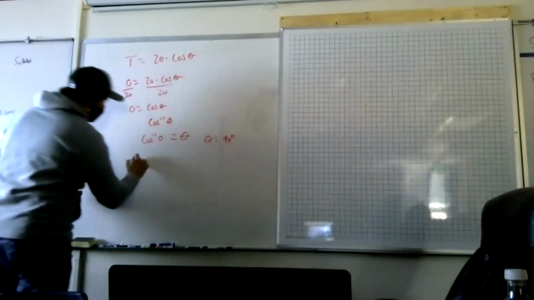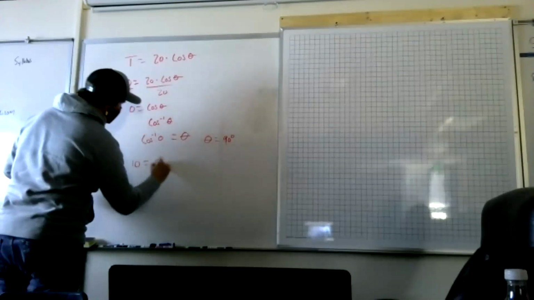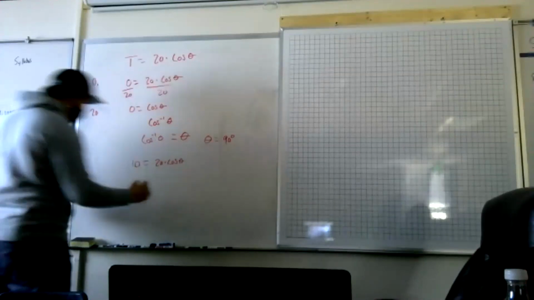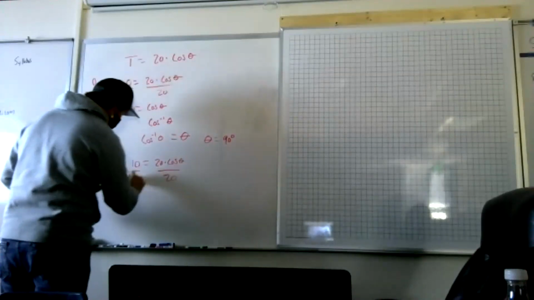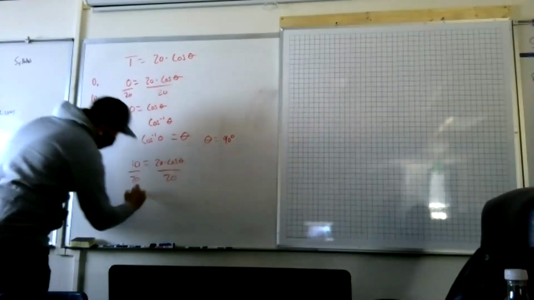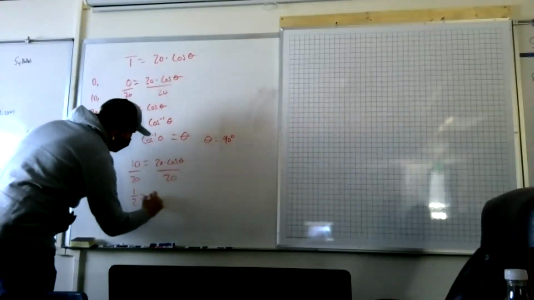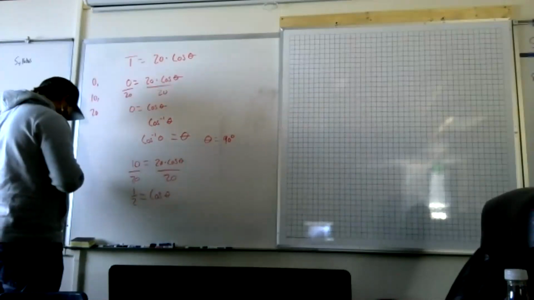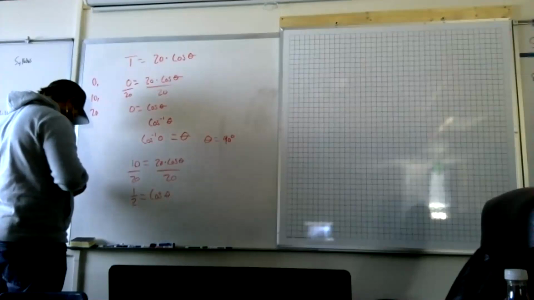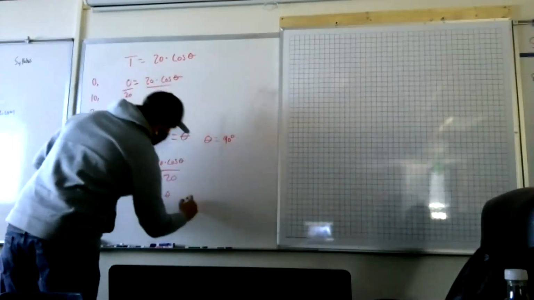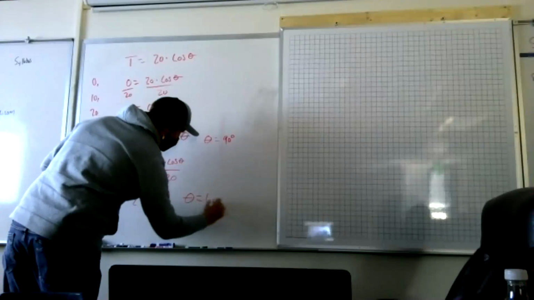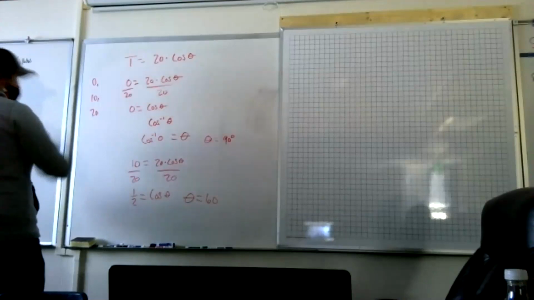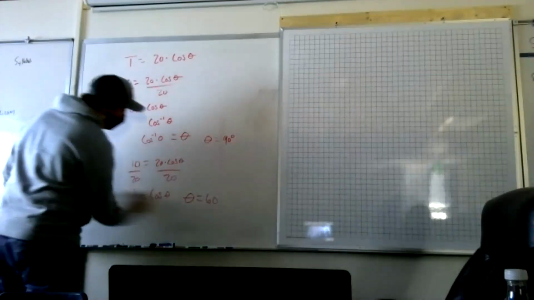Okay, when T is 10, set up the same way. 10 is equal to 20 times the cosine of theta. Once again, I isolate cosine of theta by dividing by 20. 10/20 simplifies down to 1/2. So 1/2 is equal to cosine of theta. Take inverse cosine of 1/2, and I get that theta is equal to 60. So 90, 60. And now what is it when T is 20?